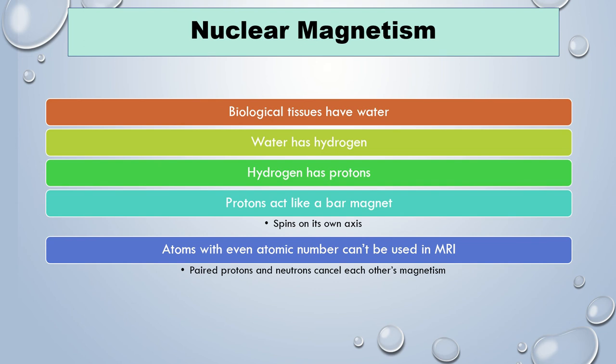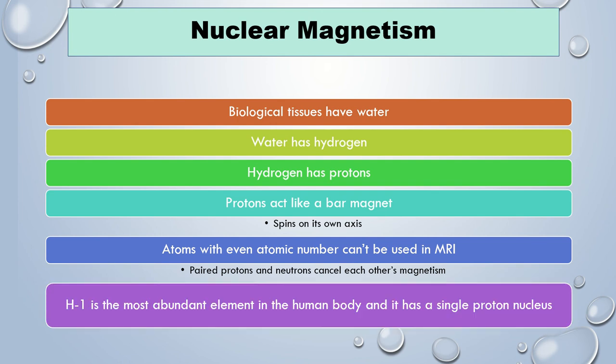Atoms with an even atomic number cannot be used in MRI, so it has to be unpaired, because the paired protons and neutrons cancel each other's magnetism. And it turns out that hydrogen is the most abundant element in the human body, and it's perfect for MRI because it has a single proton nucleus.